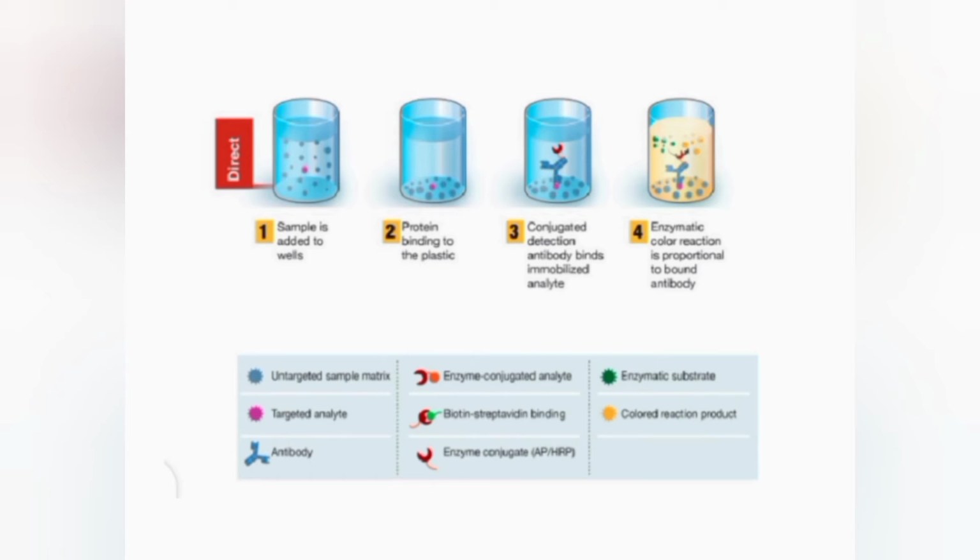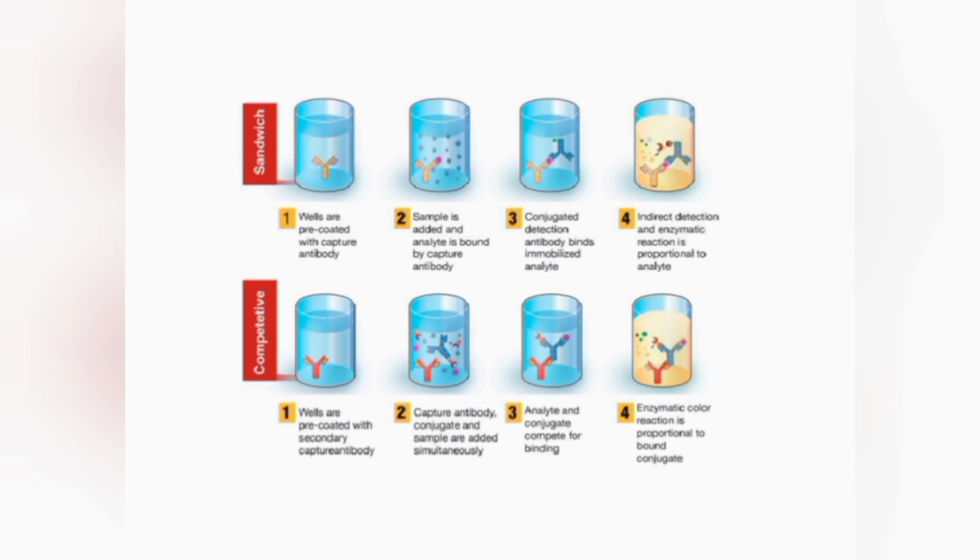In direct ELISA, SARS-CoV-2 antigen bound to a plastic solid phase is detected by the addition of a conjugate antibody. In sandwich ELISA, the capture antibodies are attached to the plastic solid phase; the antigen in the sample will bind to the capture antibody and then be detected by a second enzyme-labeled antibody.